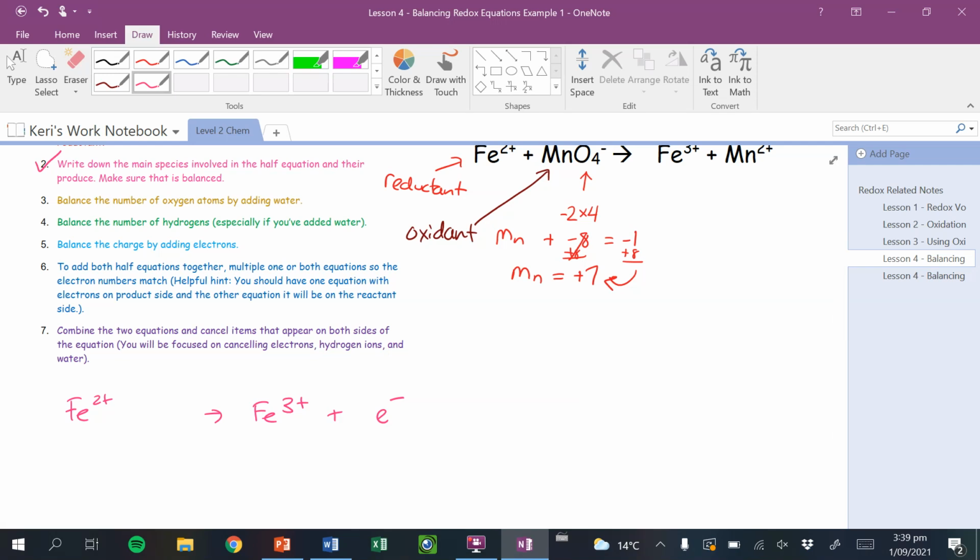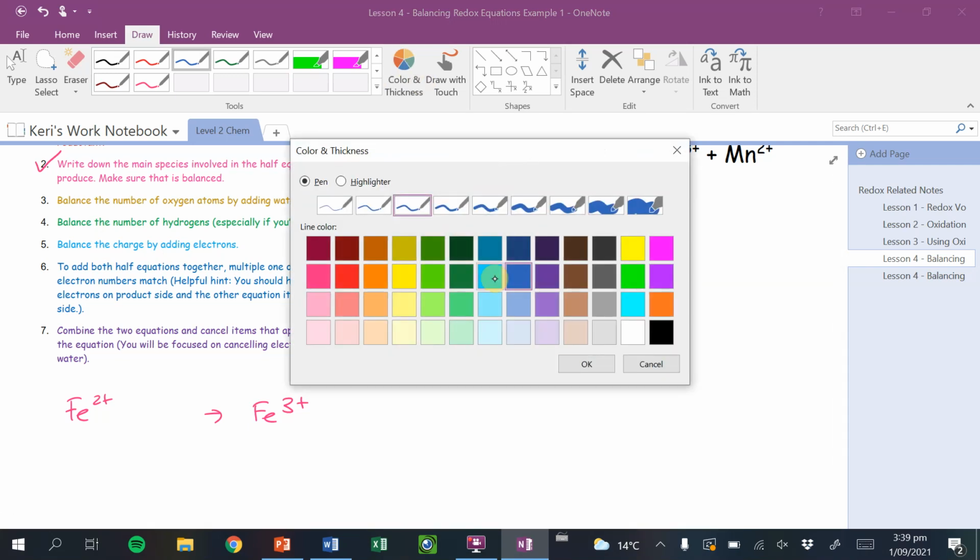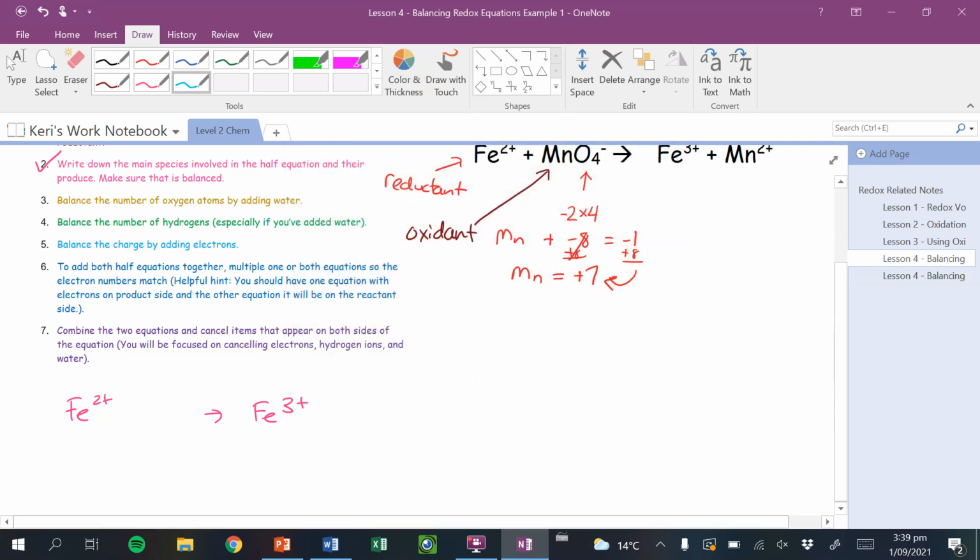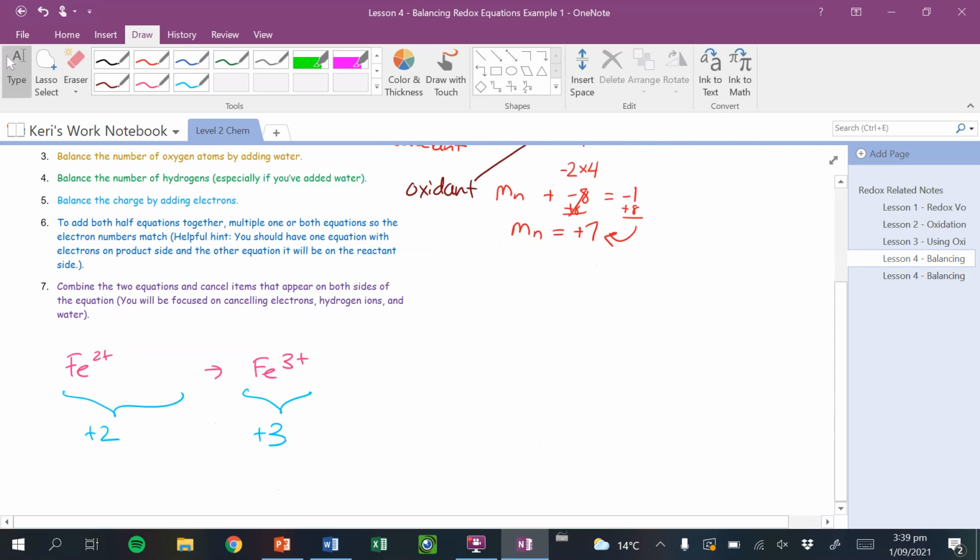Oh, I skipped too far ahead. I was too eager. Anyway, step number 5 is to balance the charge by adding electrons. Let me get a lighter blue because that's what I was using. So basically what I'm looking at, charge on this side is +2. Charge on this side is +3. And so basically I'm looking at the charge of the ion, I'm looking at how many of those ions there are, and I'm figuring out what I'm working with.